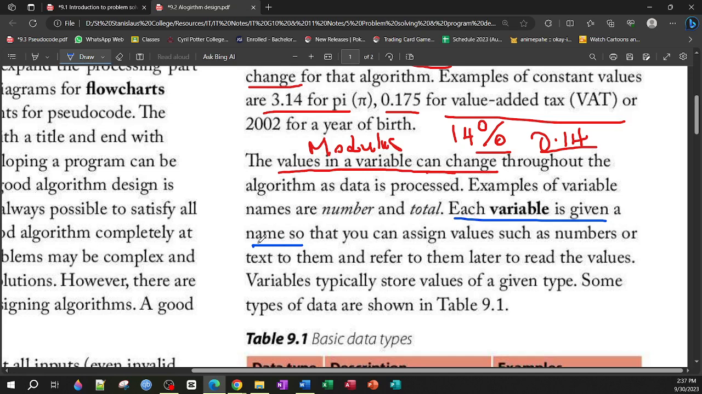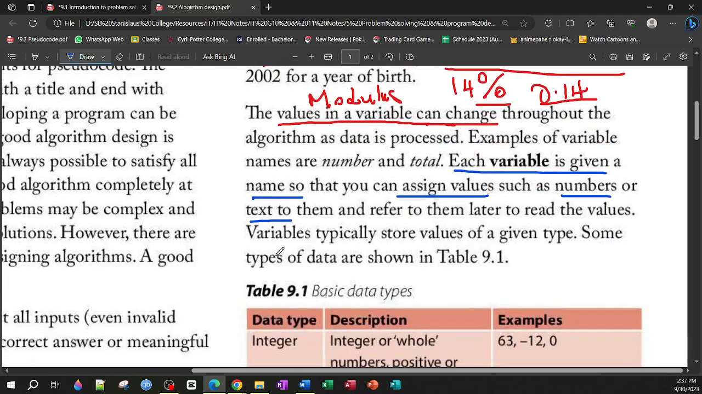So each variable is given a name so that you can assign values such as numbers or text to them and refer to them later to read the values. So instead of typing in these values, as I mentioned, you can store them in a variable and have that variable make use of those values.